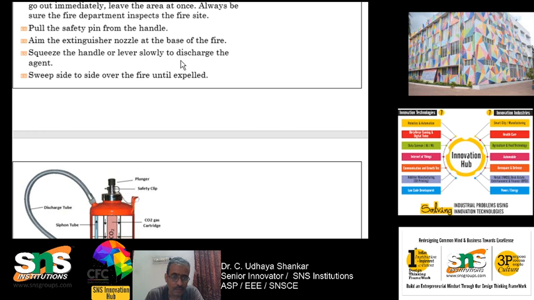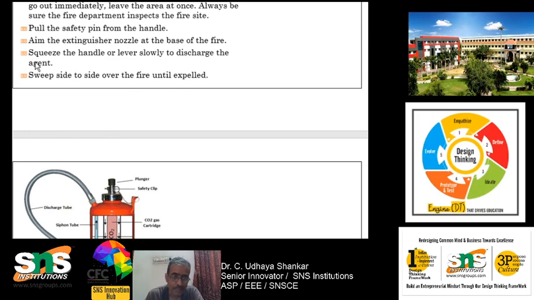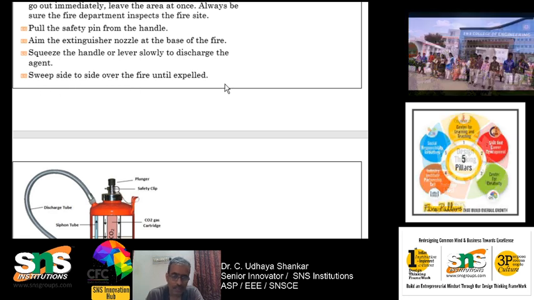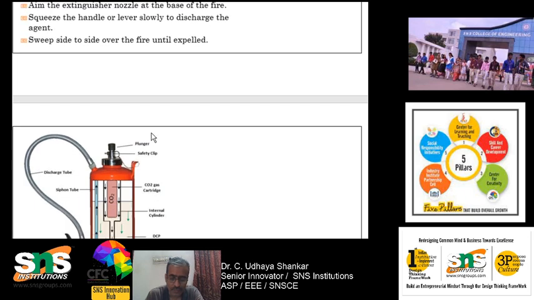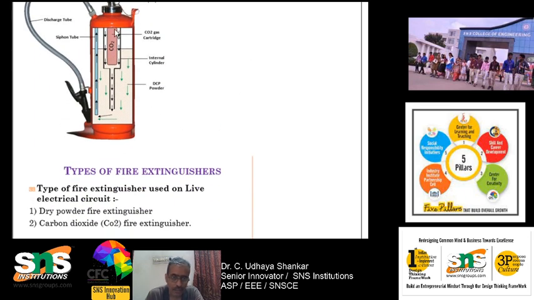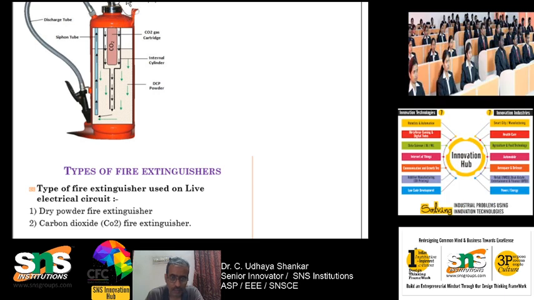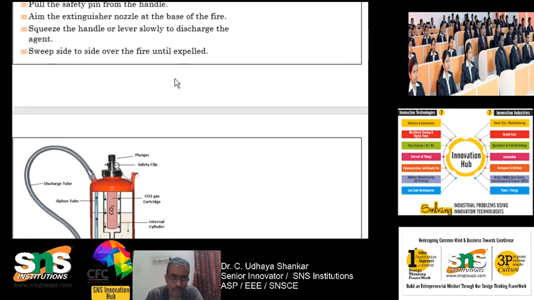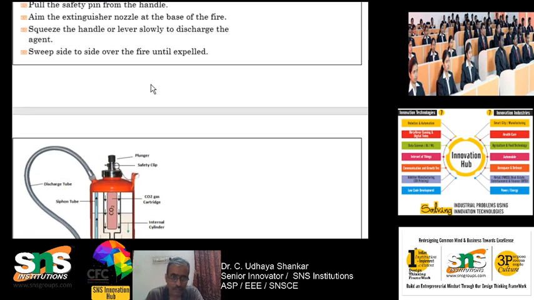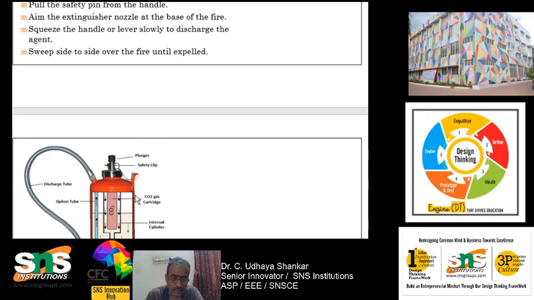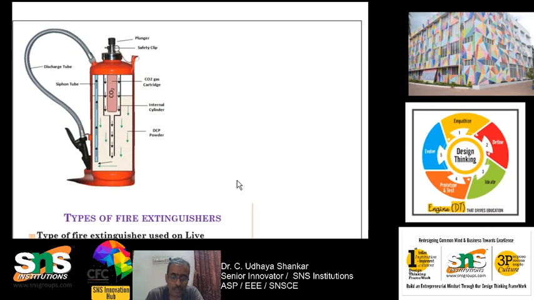We squeeze the handle or lever slowly to discharge the agent, and we sweep side to side over the fire until it is extinguished. So we squeeze and then sweep side to side. This is called the PASS procedure, which is very important to handle the extinguisher. The carbon dioxide is filled inside the fire extinguisher tank, and once the pin is removed and the nozzle is pressed, you can see the CO2 will be expelled and the fire will be extinguished.